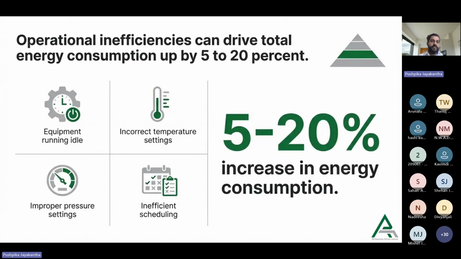These operational inefficiencies occur when equipment operates in a way that wastes energy. These are a few examples. In our previous case study, we also noticed situations like equipment running during non-production hours, operating compressors at excessive pressure, or maintaining unnecessary heating or cooling levels. These inefficiencies occur due to poor operational controls and lack of awareness.